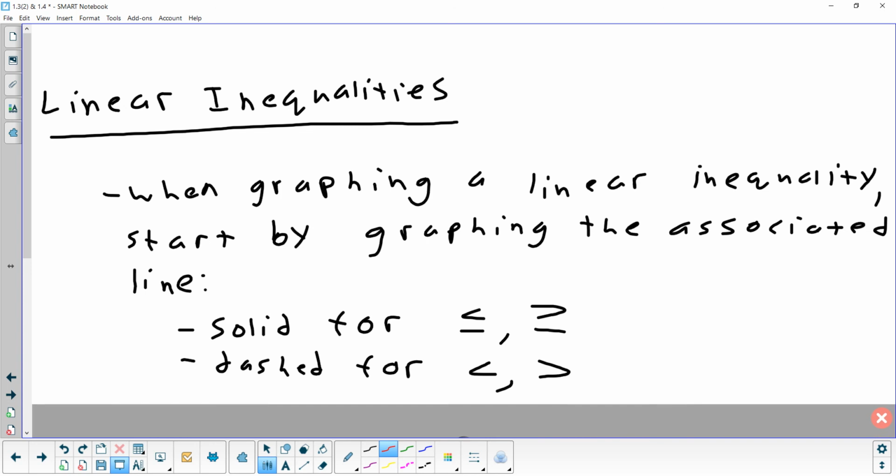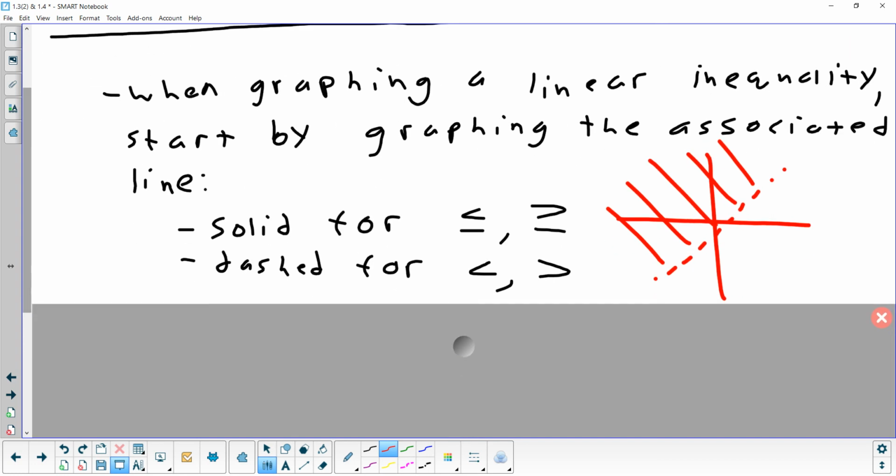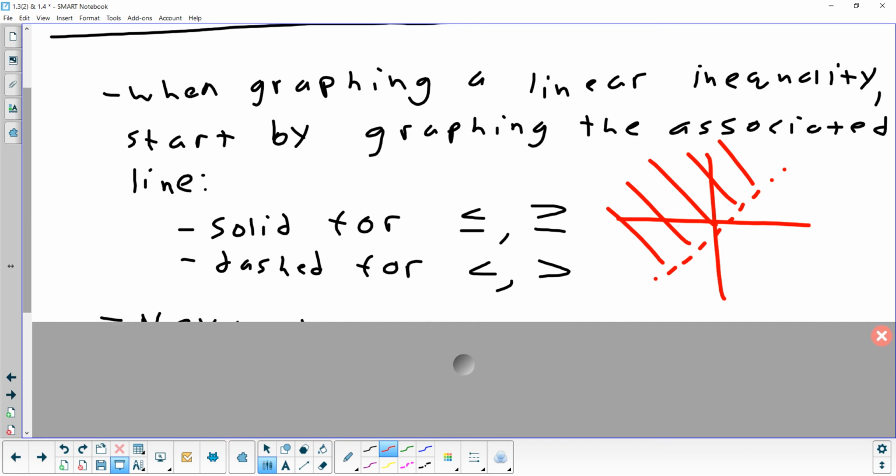Okay, graphing linear inequalities. We could talk more about that tomorrow, but people remember maybe doing something like this and then shading on one side of the line. So the quick way to do it is you basically have to graph your line. It's dotted or dashed for these two symbols. It's solid for those two.